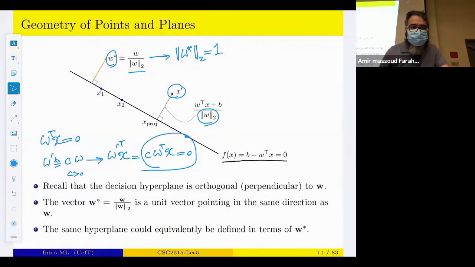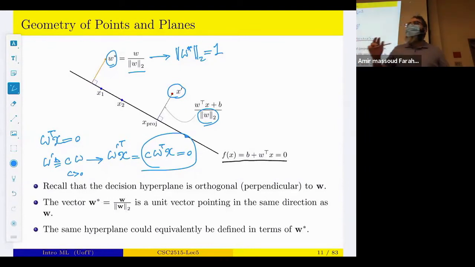If the hyperplane's formula is not W transpose X equals 0 and it has a B term, a constant term, then we would have to multiply that by C2, right? So the question is, if you have a B, what happens to B? B should also be multiplied by the same constant C to define the same hyperplane.